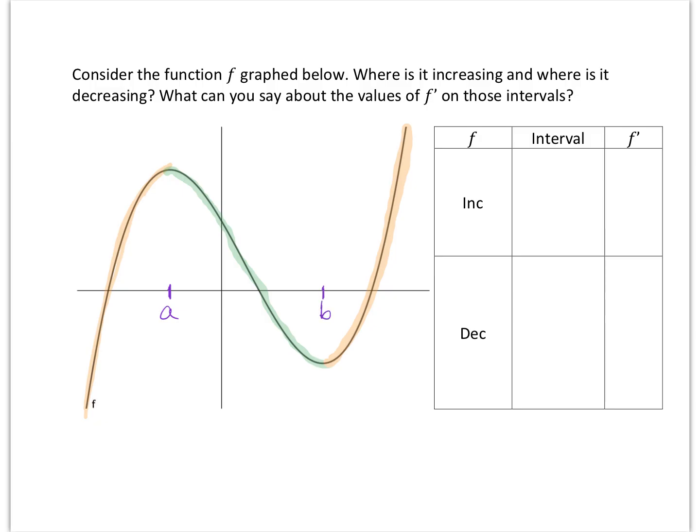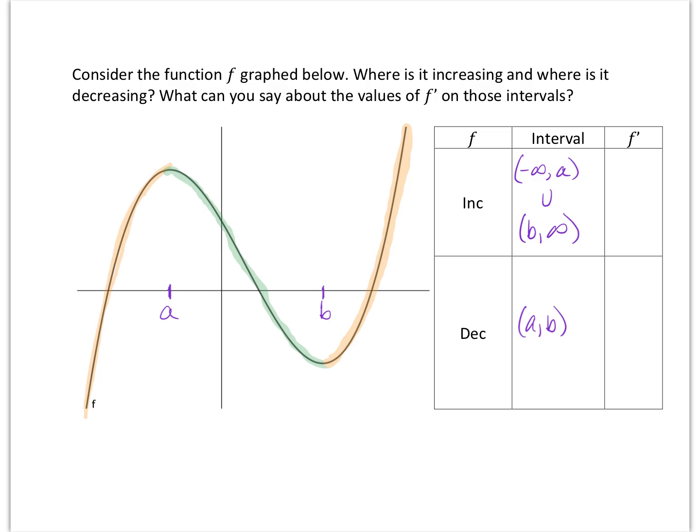And this graph is increasing from negative infinity to A, unioned with B to infinity. So two intervals where it's increasing. And then it's decreasing from A to B. And then I'm supposed to observe what's true about f prime on each of these intervals.